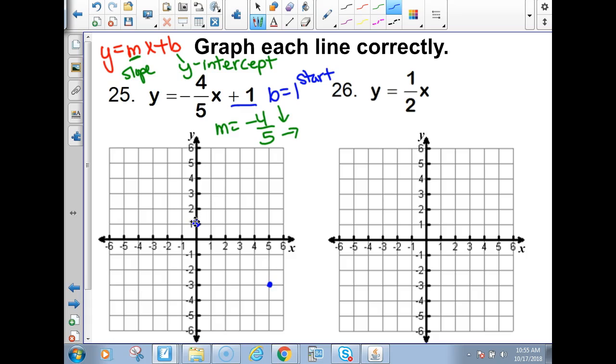Go back to your y-intercept because I can't do it again on here. And I'm going to reverse my slope. Instead of down 4, right 5, I'm going to do the opposite. Opposite of down would be up 4: 1, 2, 3, 4, and left 5. And now I've got another point in line with the other two. Try to hit your points. And I graph the line.